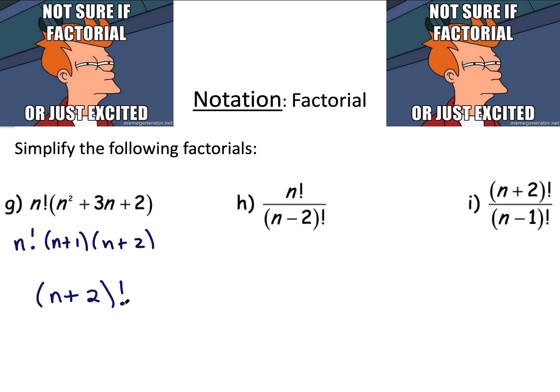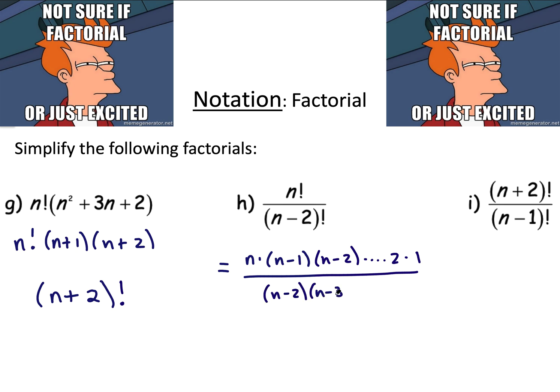How about something like in h, right? For these, h and i, just rewriting it is kind of helpful. So let's say we had n factorial. We know that n factorial is n times n minus 1 times n minus 2, and then dot dot dot all the way down to 2 times 1. And then how about on the bottom? Well, that starts like n minus 2, and then you multiply by n minus 3, right? And then all the way down to 2 times 1.